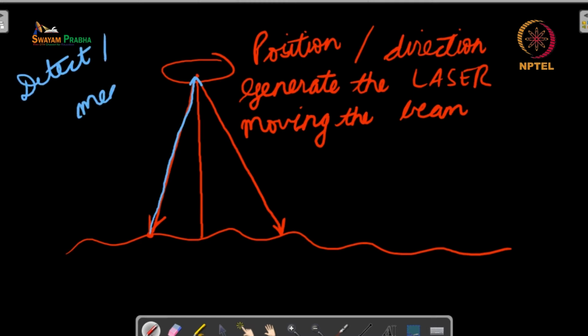Now the return laser will move back to the aircraft, and now you require a mechanism to detect this laser, or probably also to measure the laser. So we require three things. One, a mechanism to know the exact position and direction. Two, a mechanism to generate the laser and move the beam. And three, a mechanism to detect and measure the laser.